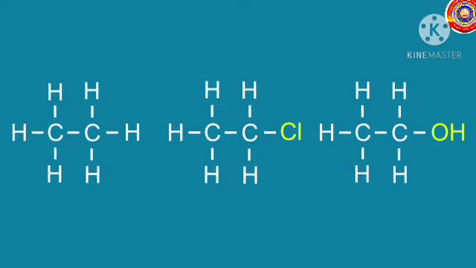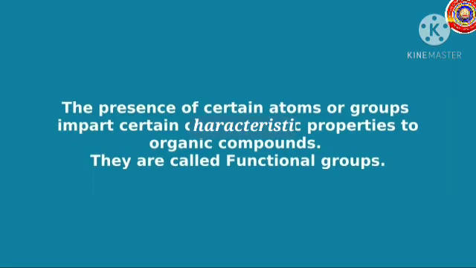So from these examples, what do you understand? Carbon and hydrogen are not the only elements present in organic compounds. There are other atoms and groups of atoms present in the place of hydrogen atoms in organic compounds. The presence of certain atoms or groups that impart characteristic properties to organic compounds are called functional groups. Understood? So what are functional groups? The presence of certain atoms or groups that impart characteristic properties to organic compounds are called functional groups.